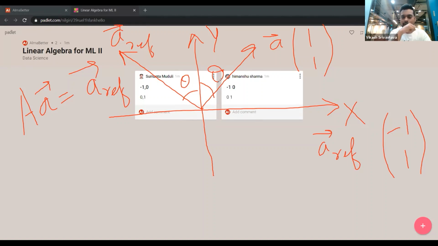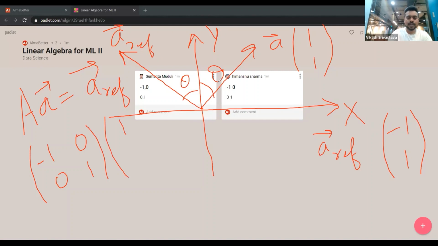As Himanshu and Sumanta both are saying, let's see if this makes sense: minus 1, 0, 0, 1. Let's multiply this. What are we getting? I can write the product here.